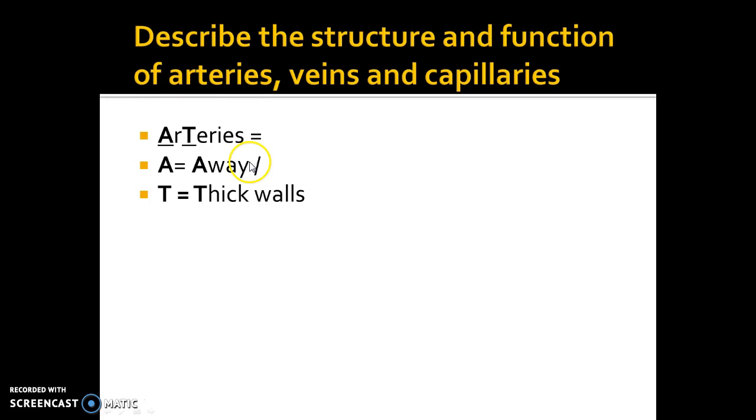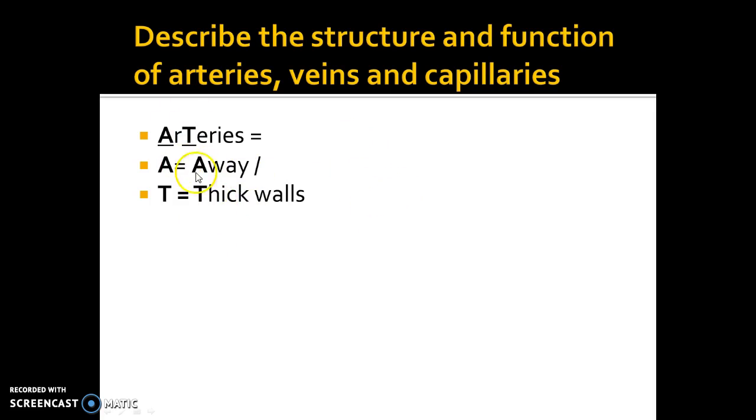So, arteries. You're going to spell arteries with a capital A, capital T. A is going to link to away. T is going to link to thick walls. So you know that artery straight away. The structure is that it has thick walls, and it carries blood away from the heart. And then we just have to find one more functional characteristic, which would be to do with pressure.